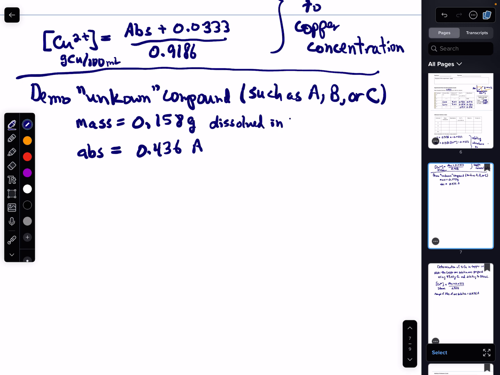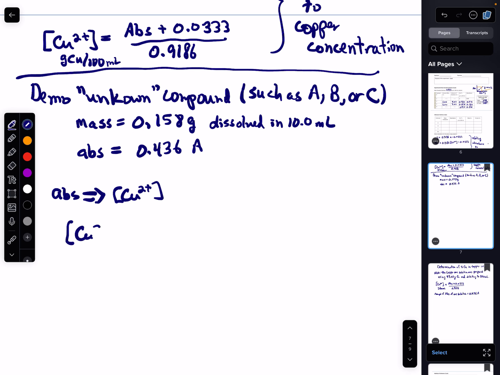Dissolved in exactly 10 milliliters of solution using a volumetric flask. And let's say, I'm just making this up, 0.158 grams for the mass, and let's say the absorbance was 0.436. We want to figure out what's the percent of copper in that compound that we have there. So the first thing we're going to do is take the absorbance and convert that into the concentration of copper. We're going to use our equation for that.